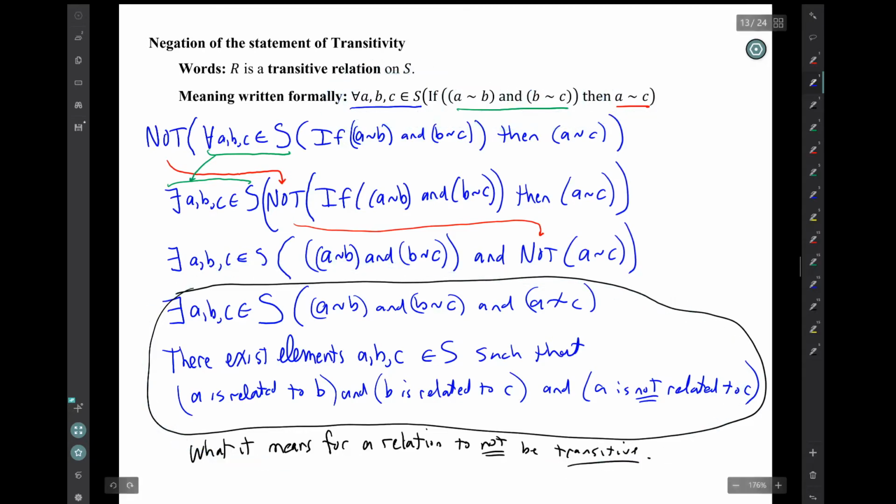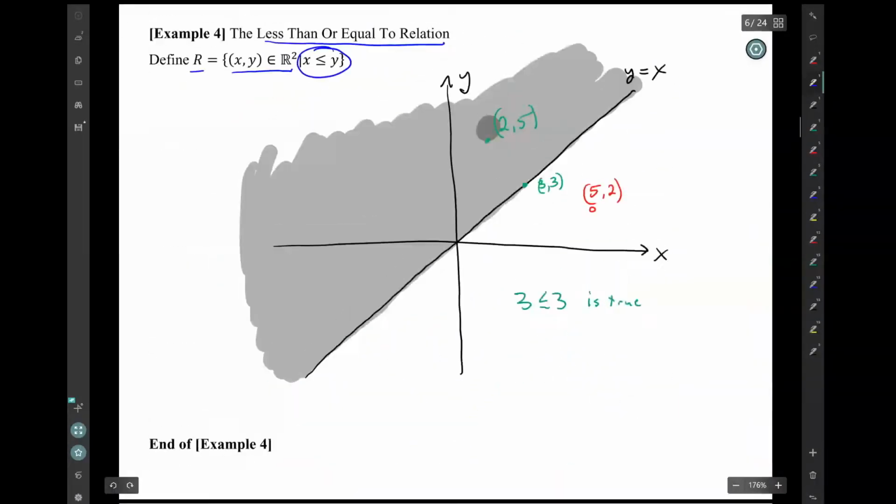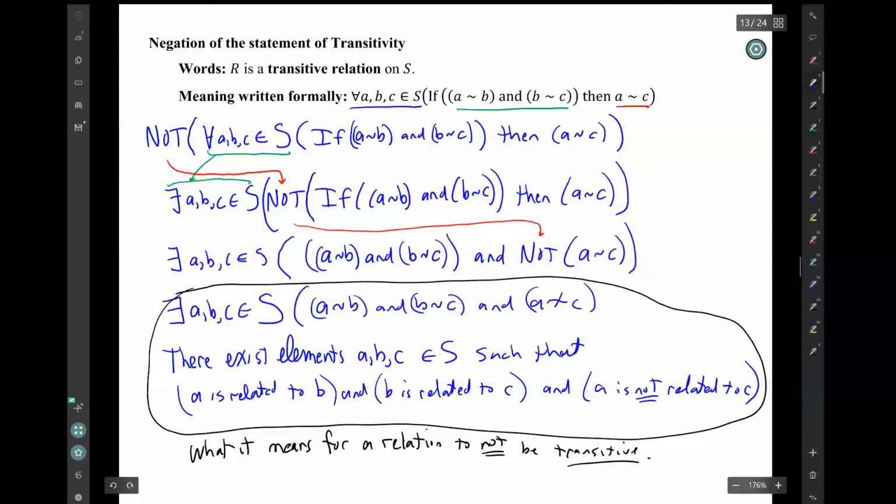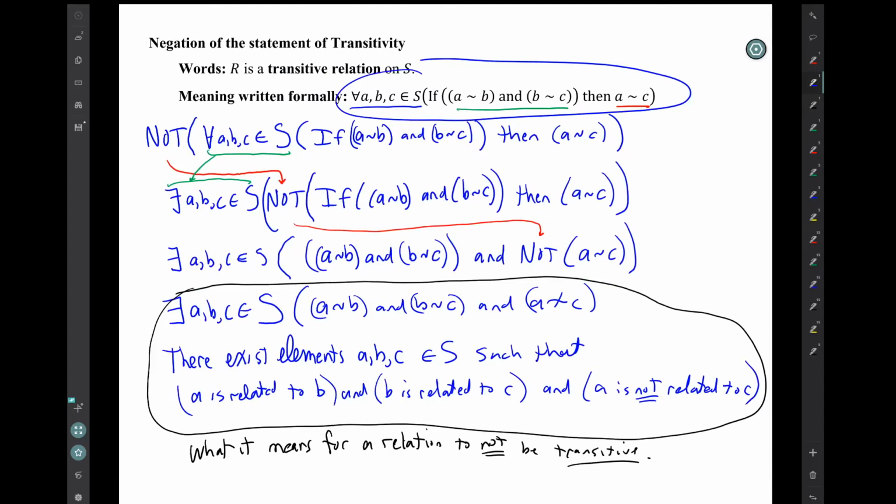Now let's go back up and look at our less than relation. The less than relation is this. X is less than Y. Well, that relation is transitive. Now we have to prove that, but we can't prove it by examples because the statement of transitivity is a universal statement. So we can't prove that by just giving an example. We can't say, well, 2 is less than 5 and 5 is less than 7, so 2 is less than 7. That's an example. We cannot prove a universal statement by just giving an example.